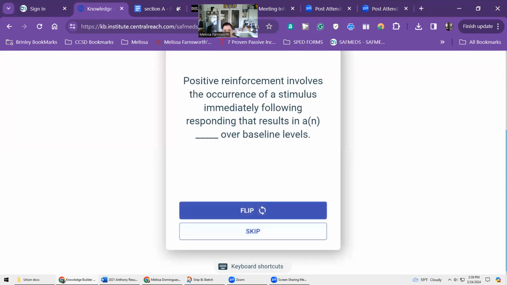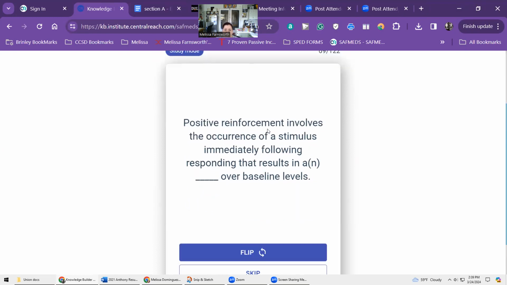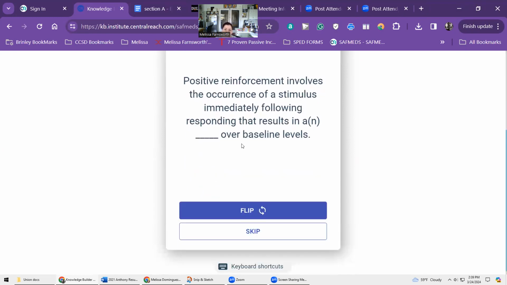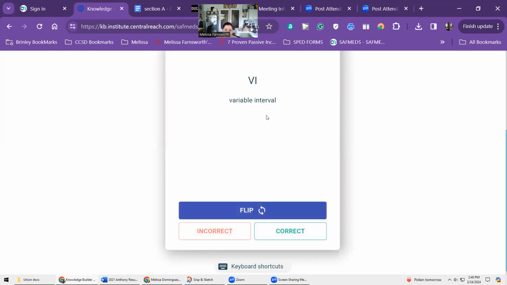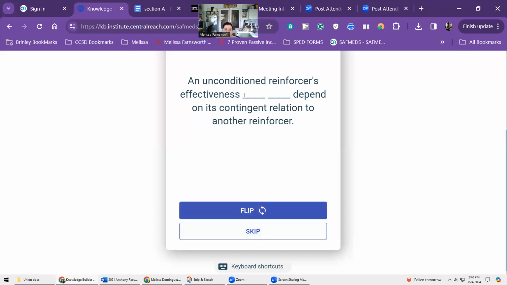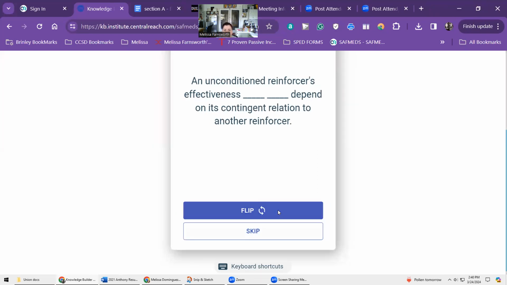Positive reinforcement involves the occurrence of a stimulus immediately following the responding that results in an increase over baseline levels. A schedule that provides reinforcement an average of every 6 minutes is VI, variable interval. An unconditioned reinforcer's effectiveness does not depend on its contingent relation to another reinforcer.